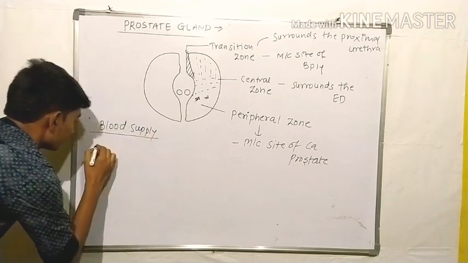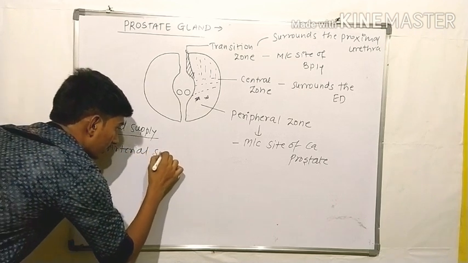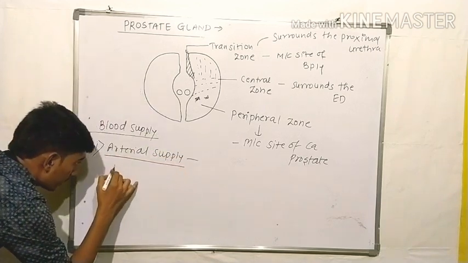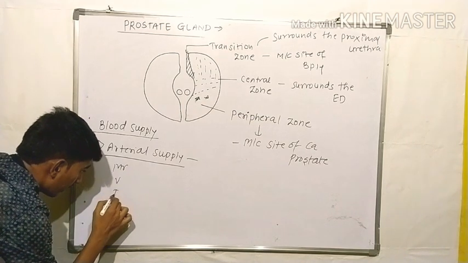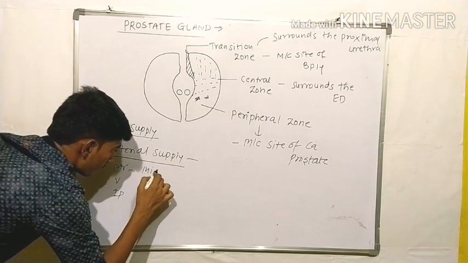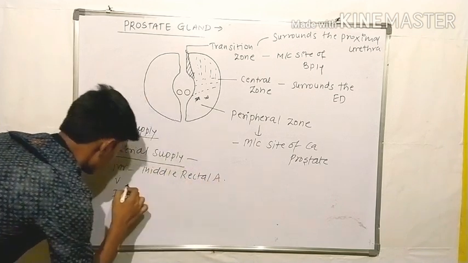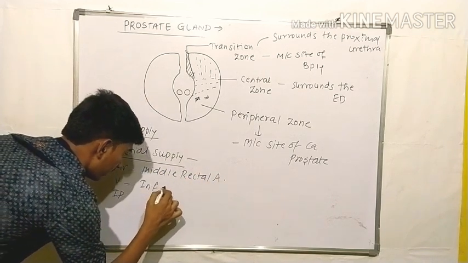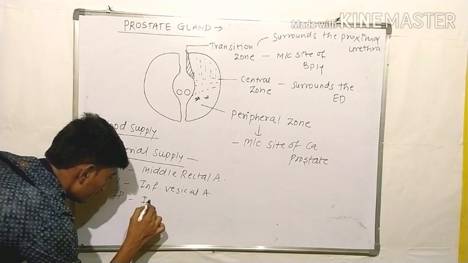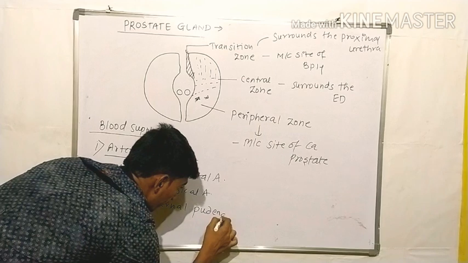Blood supply: first arterial supply and then venous drainage. You can remember the arterial supply as Mr. VIP. Mr. is middle rectal artery, V is inferior vesical artery, and IP is internal pudendal artery.